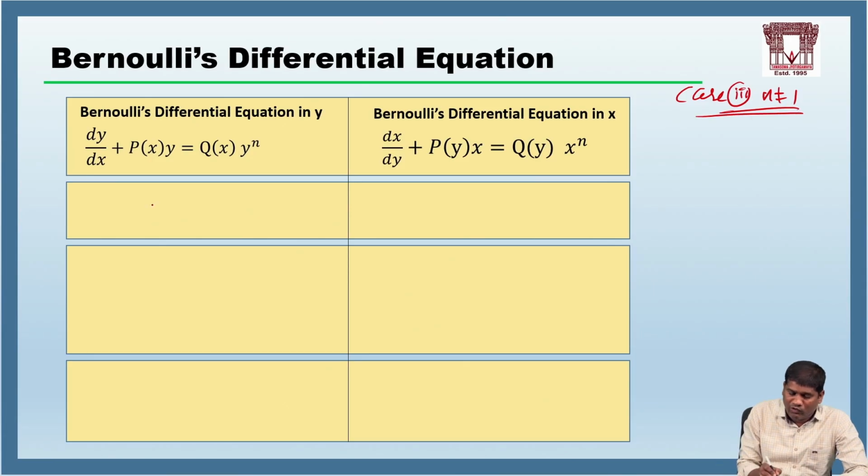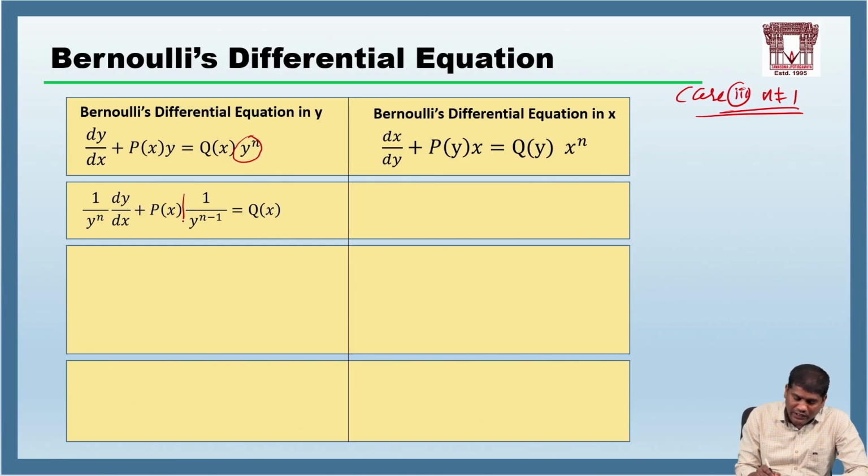Case 3, n not equal to 1. We have to divide by y to the power n on both sides. It will become a linear differential equation when it does not contain the y to the power n, so we have to divide by y to the power n on both sides. Then we get 1 by y power n into dy by dx plus p of x into y divided by y power n, that can be written as 1 divided by y power n minus 1 is equal to q of x.